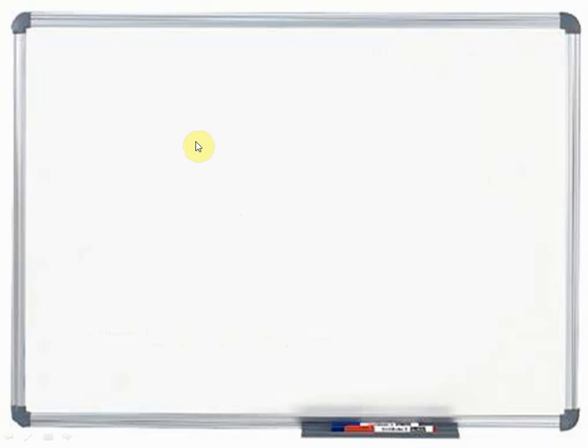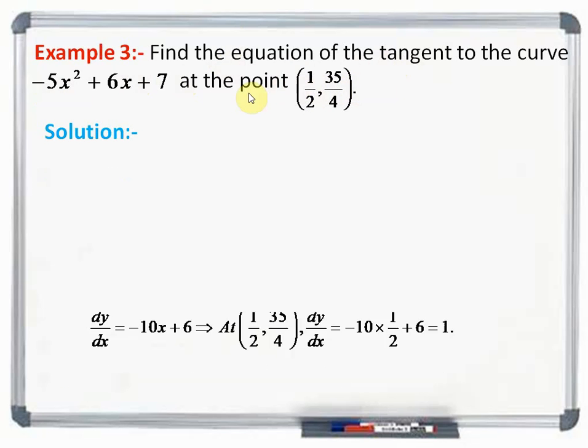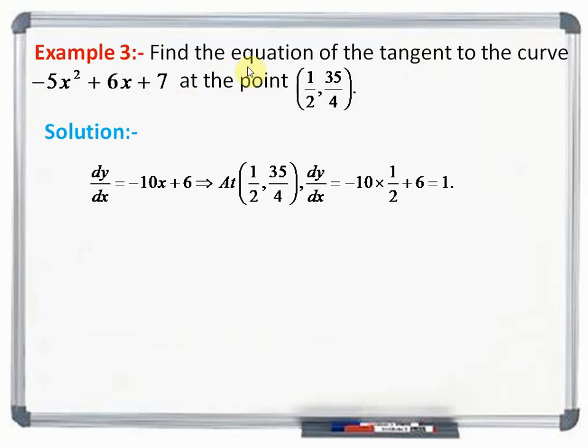So another example. Find the equation of the tangent to the curve y equal to minus 5x square plus 6x plus 7 at the point (1 upon 2, 35 upon 4). First of all, differentiate the given curve and we get dy over dx. It comes minus 10x plus 6. And now put the point of contact in this dy over dx. In this way we get the slope of the tangent. After putting the value of the point, we get 1. So this is the slope of the tangent.